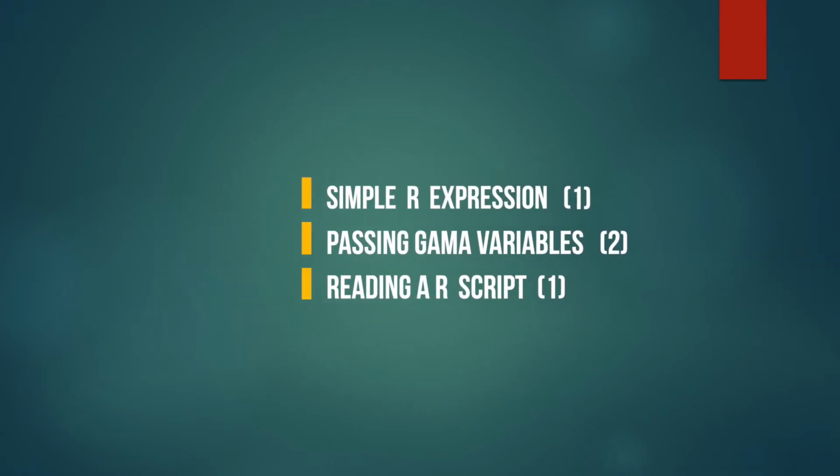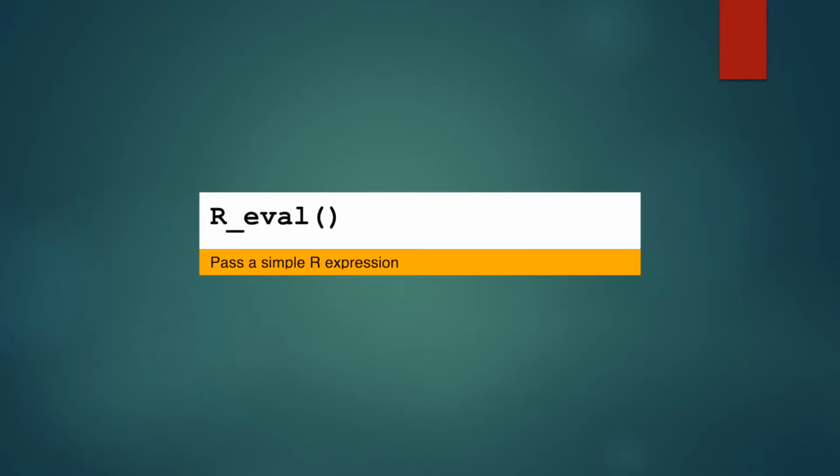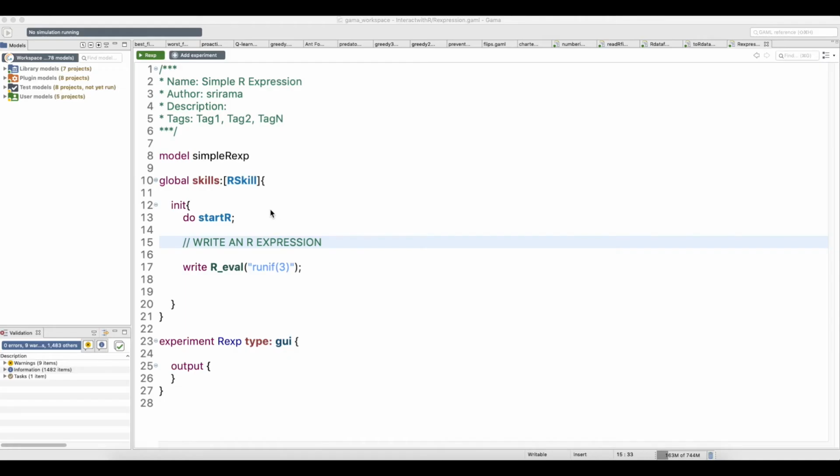In the last video, we saw 4 possible ways to interact with R. A simple R expression, passing gamma variables, and reading an R script. The first example, passing a simple R expression.